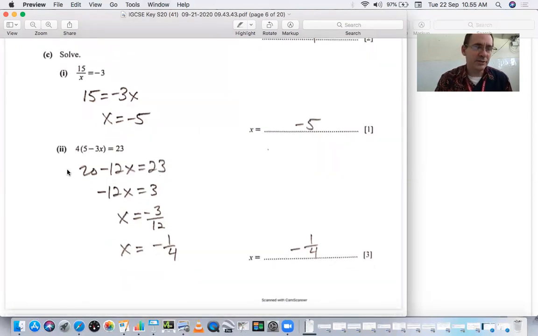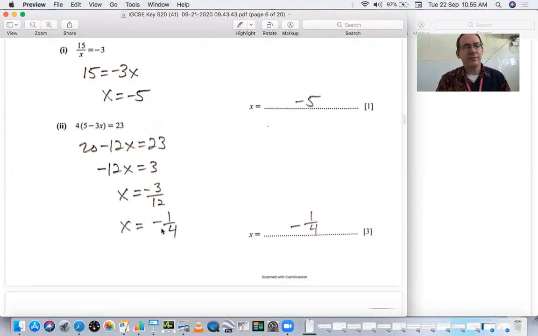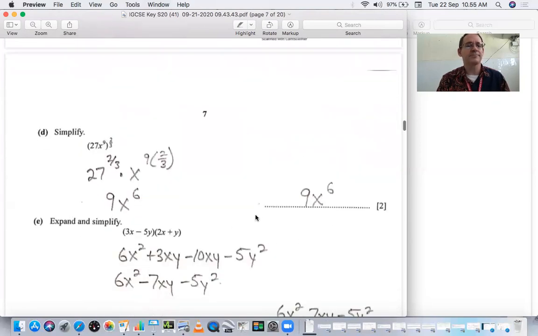Here we have part 2, where we multiply the 4 through the parenthesis. Multiplication does distribute over add or subtract. So we have 20 minus 12x equals 23. Subtract 20 gives you 3. Divide by negative 12 gives you a negative 3/12, which reduces to a negative 1/4.